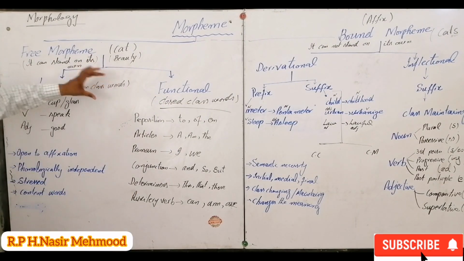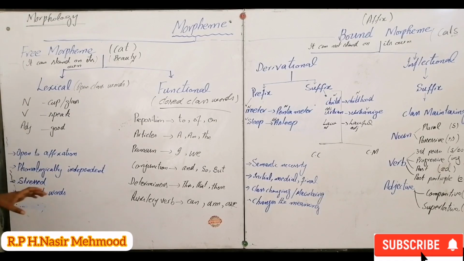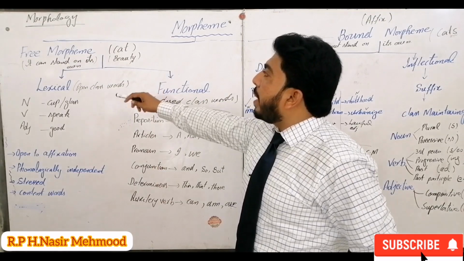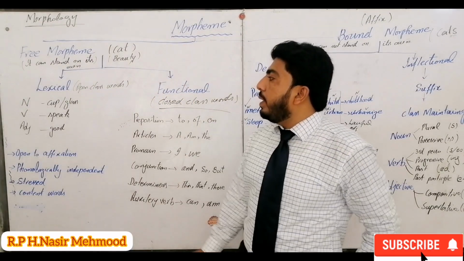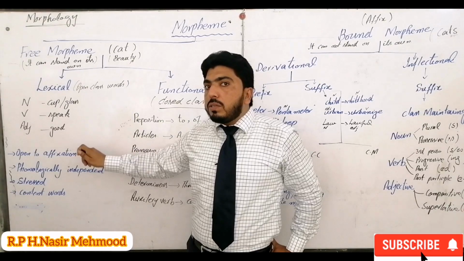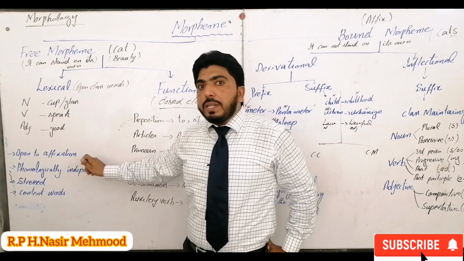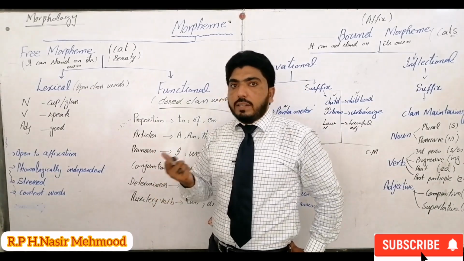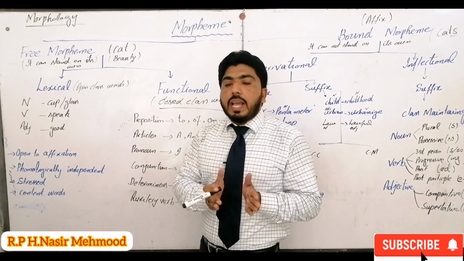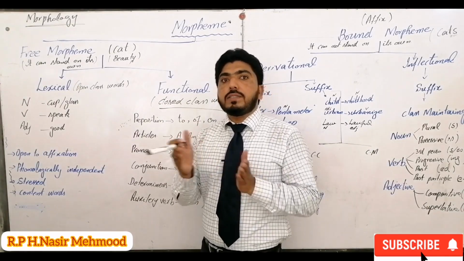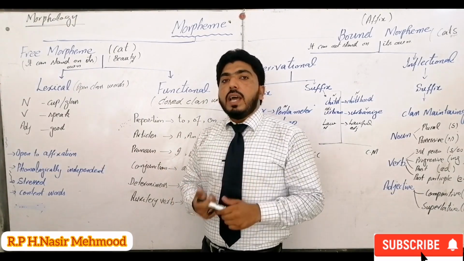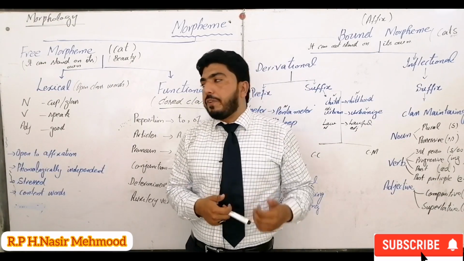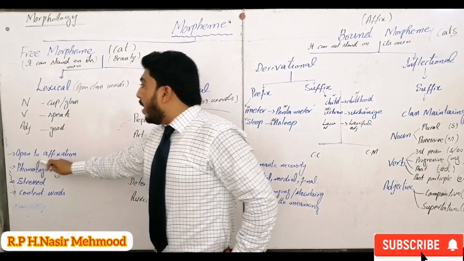So again, there are certain differences between lexical morpheme and functional morpheme. The first one is that lexical morpheme is always open to affixation. What does it mean? Affixation means to attach prefixes or suffixes. Morphemes which are attached at the beginning of the root word, base word, or stem are called prefixes, and those attached at the end after the root word are called suffixes. So lexical morphemes are open to affixation.